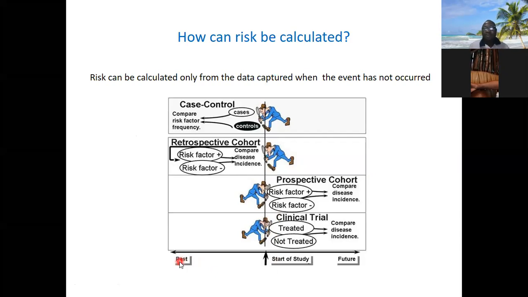Towards the left side is the past. Towards the right side is the future. Now, you will see that something happened on the past side. What has happened in the past? You can conduct both case control and cohort study, but the cohort study is a special type.